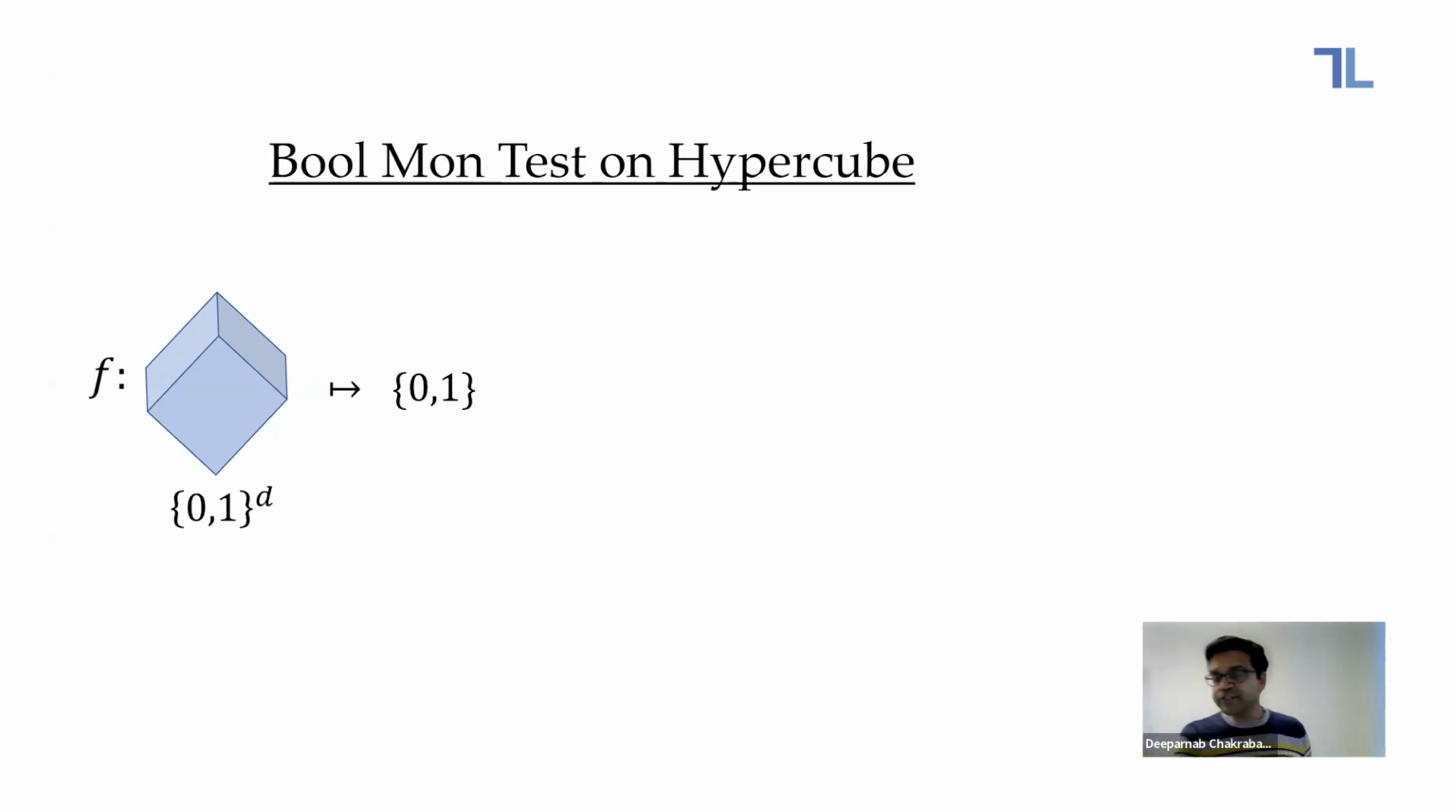A good picture to have in mind is to look at the points in the hypercube where the function value takes 1. That defines a subset of the hypercube. Equivalently, a Boolean function can be defined as a subset of this hypercube, which I'm going to denote as a green blob. So that's a Boolean function. And what is the problem? What are we going to look at?